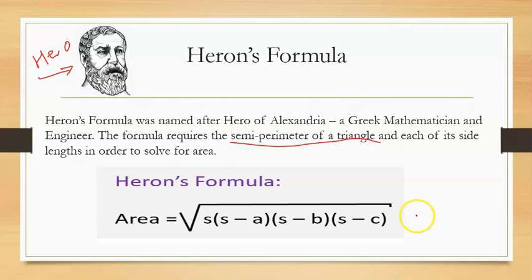So Heron's formula is here. To find the area, you have to take the square root of S, which is the semi-perimeter, and then multiply it by S subtract A, which is one of the sides of the triangle, multiply that by S subtract B, and multiply that by S subtract C, where A, B, and C are the three sides of the triangle, and all of these S's represent the semi-perimeter.